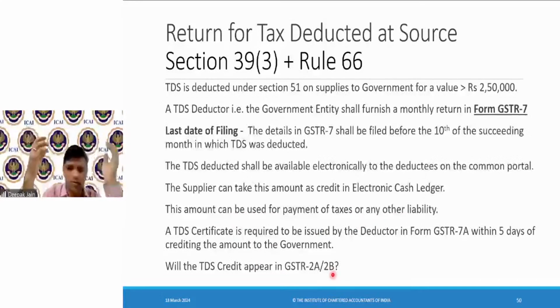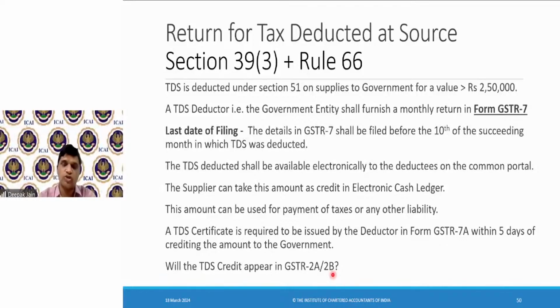So deductor को बहुत सारा liability है. First TDS deduct करो, GSTR 7 file करो, फिर उसका tax payment करो और एक GSTR 7A issue करो. इससे मुझे, क्योंकि मैंने उनको सप्लाई किया है, उसने मेरे अमाउंट से कुछ अमाउंट डिडक्ट किया है, उसको from the date of deduction, which is 10th से 5 days, which is by the 15th, he will have to give me a certificate which is called as GSTR 7A.